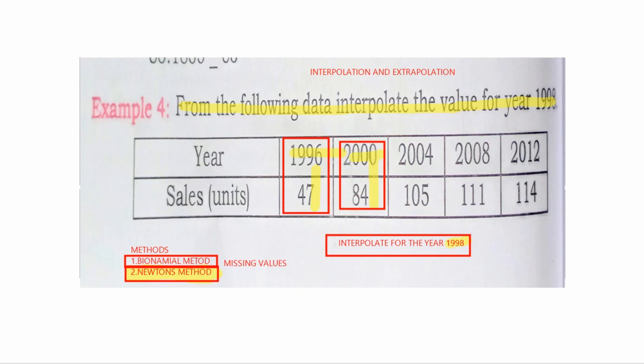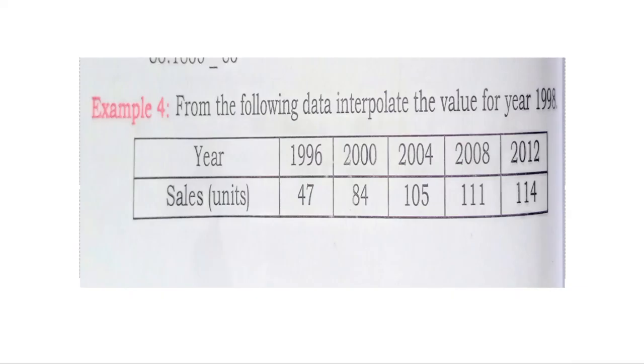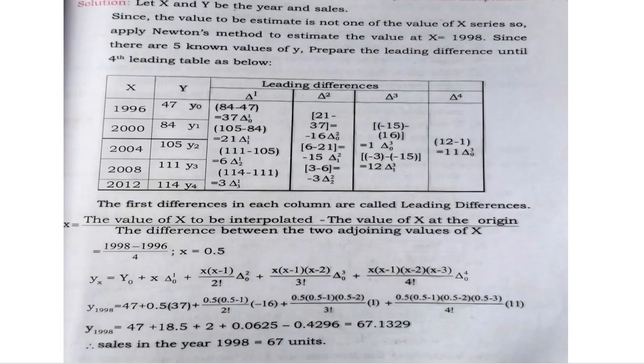The problem: from the following data, interpolate the value for the year 1998. They have given the values for 1996, 2000, 2004, 2008 and 2012. Now we will move on to the problem. X is the year, Y is the sales. X and Y are the year and the sales they have given.